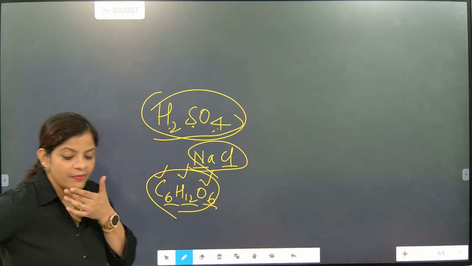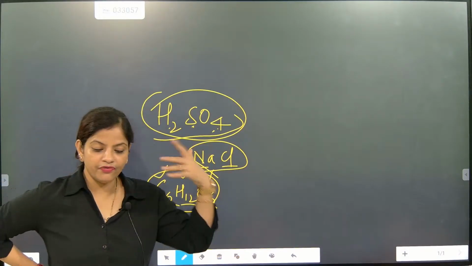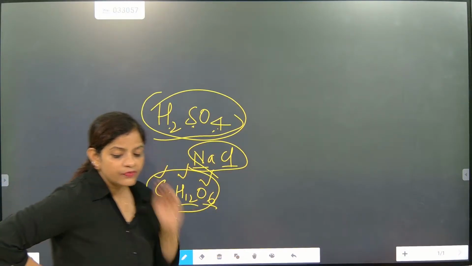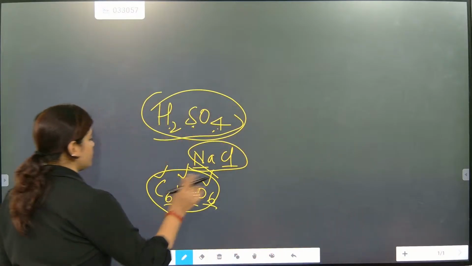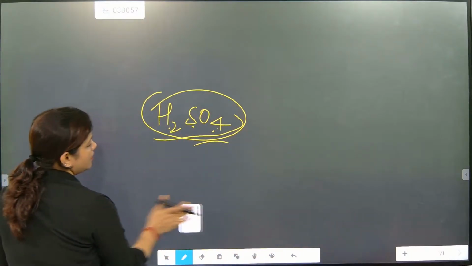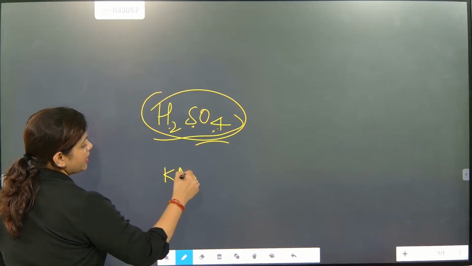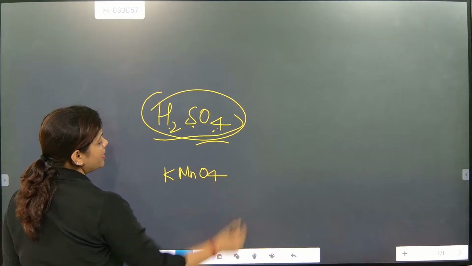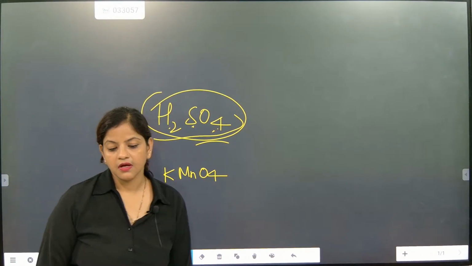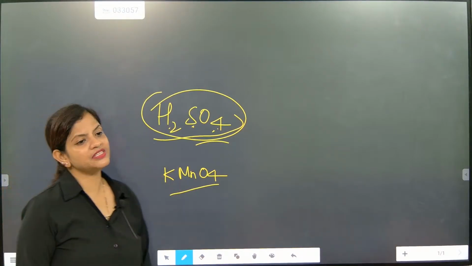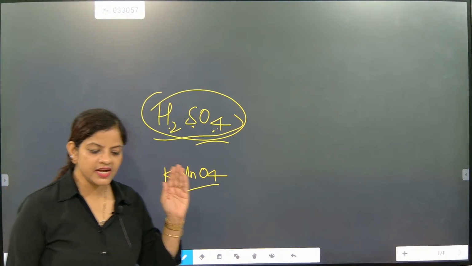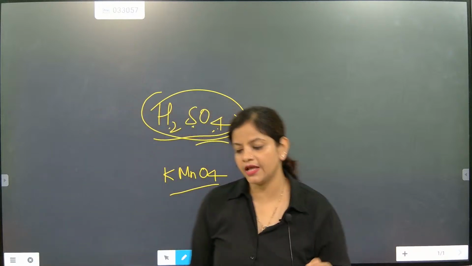So a compound will be made with 2, 3, or 4 different types of elements. Maximum 3 or 4 elements will be combining together. KMnO4, potassium permanganate. How many elements are there? 3 elements are there. How many atoms are present there? 6. Now you are understanding? That means this is exactly a compound.